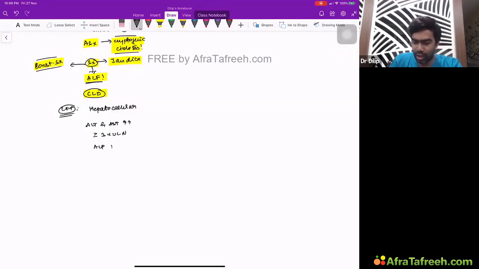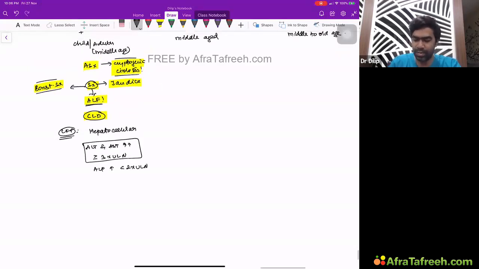ALP can be normal or can be elevated, but it will be less than 2 times the upper limit of normal. So the typical hepatocellular pattern is this: AST and ALT will be elevated, more than 3 times the upper limit of normal. ALP will be elevated, but less than 2 times the upper limit of normal.